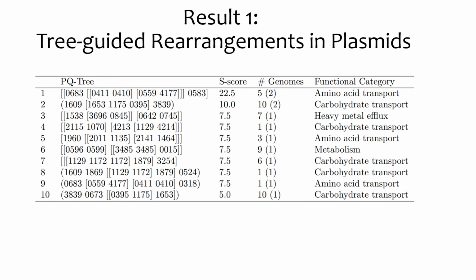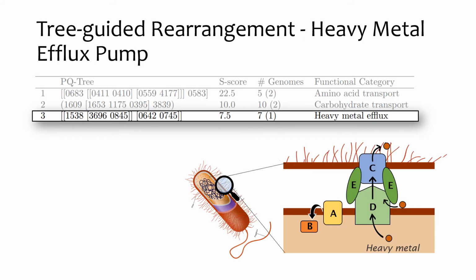Using picture tree search, we obtained 29 gene clusters that had tree-guided rearrangements in plasmids. Here you can see the top 10 gene clusters sorted by the specificity of their picture tree. The third top-ranking result is a gene cluster encoding a heavy metal efflux pump and the two-component system that regulates it. A heavy metal efflux pump is a protein complex that is interleaved in the membrane of the bacterial cell. It is involved in the resistance of bacteria to a wide range of ions of toxic metals.